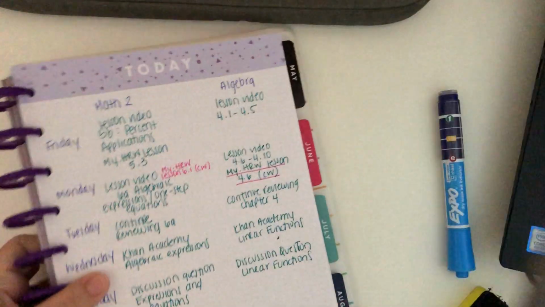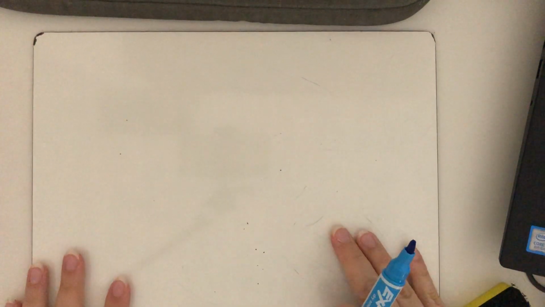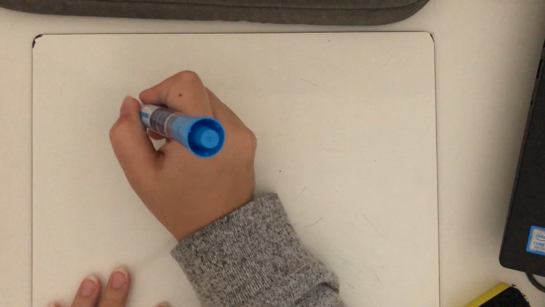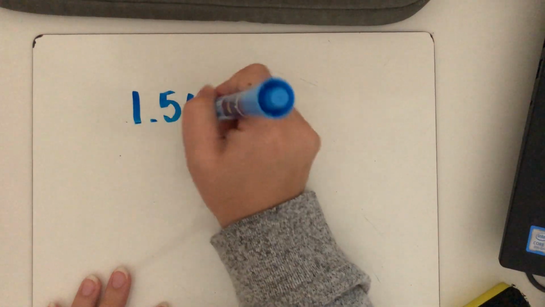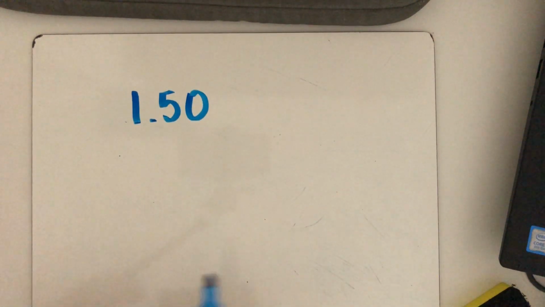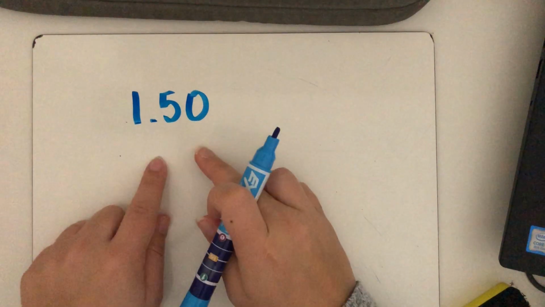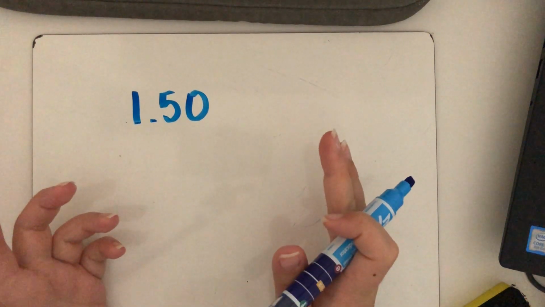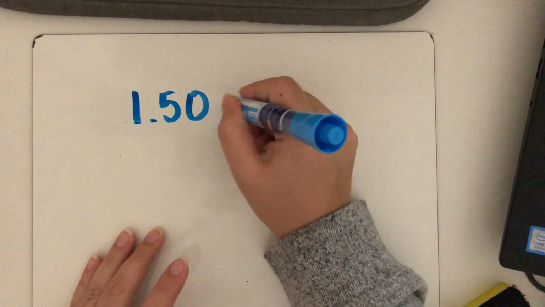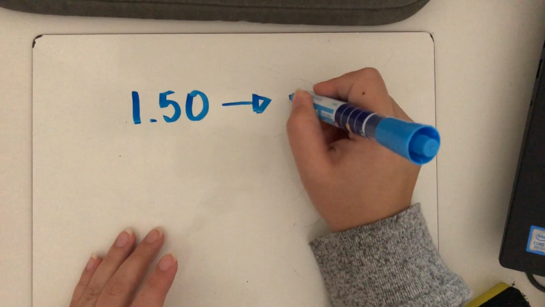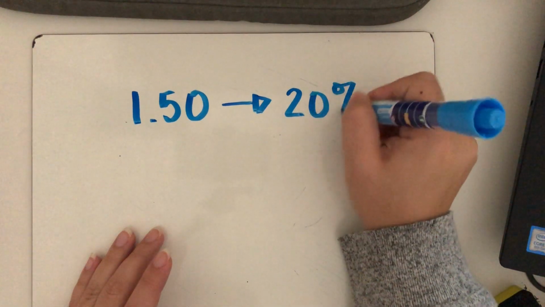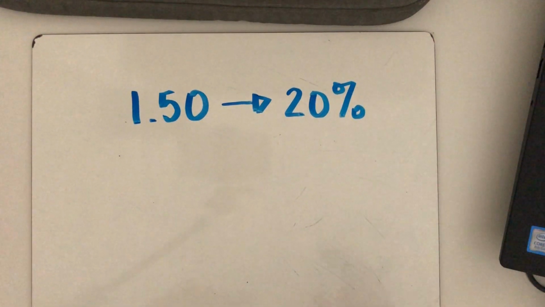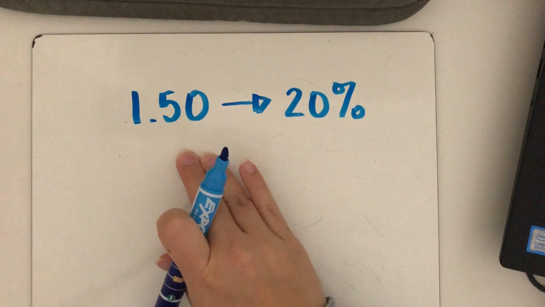So we are going to go ahead and get started today. We are dealing with your markup and markdown amounts, okay? So let's say that I have a notebook and I buy it from wholesale for $1.50. Now, I want to sell it. But I'm not going to sell it for $1.50 because I don't get any profit from that, right? So I want to mark up this amount by 20%. That way I can at least get a little bit back for what I spent originally on the notebook.